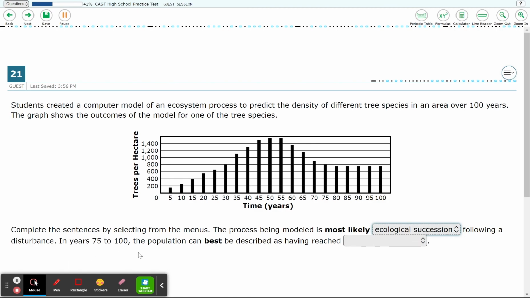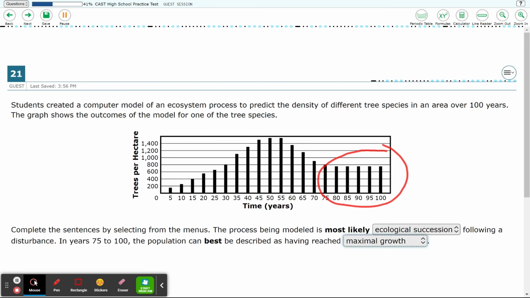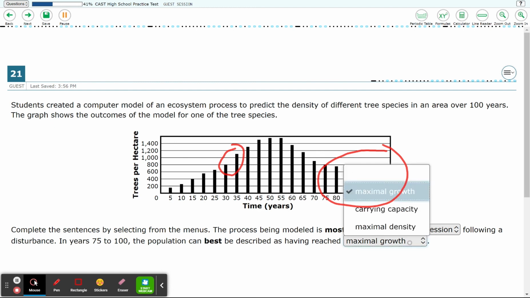Our second choice here says in 75 to 100 years. So note that we're talking about this part of the graph over here, can best be described as having reached maximal growth. Maximal growth, often called maximal growth rate, is the potential relative rate of increase under favorable growth conditions. Our maximal rate of growth seemed to be over in this region where we got the steepest line, the most change per year. So that's not in the 75 to 100 over here that we are supposed to be looking at.